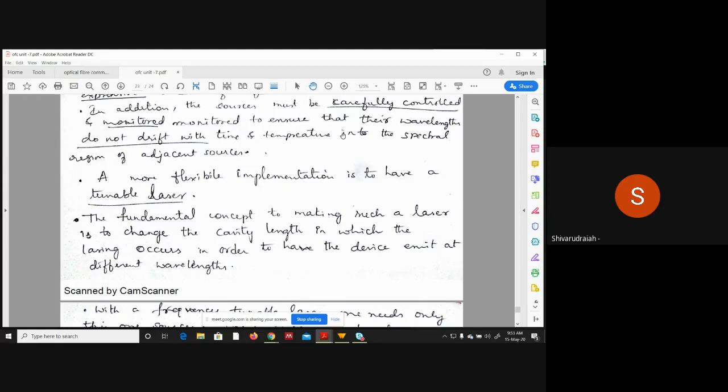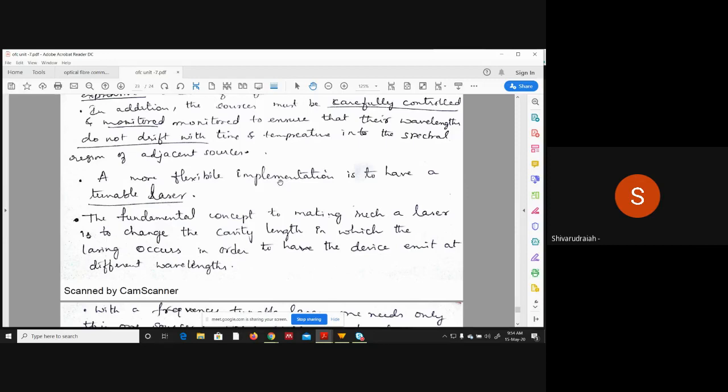It should be taken care of before we actually achieve the spacing between two different channels or multiple channels inside a network. So a more flexible implementation of such a device should be temperature controlled, wavelength controlled, and there should not be any drift in the wavelength to the other spectral region. All those things have to be monitored continuously in order to achieve dense WDM networking, right?